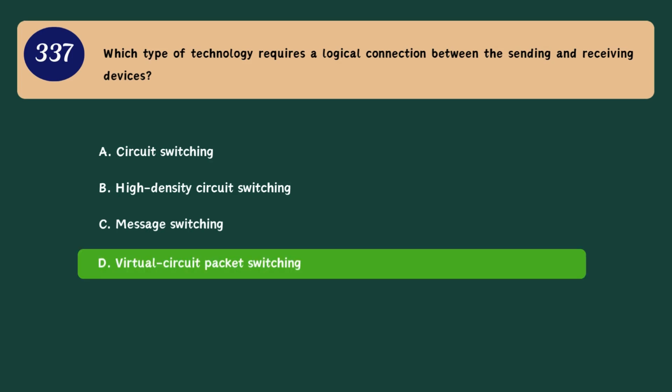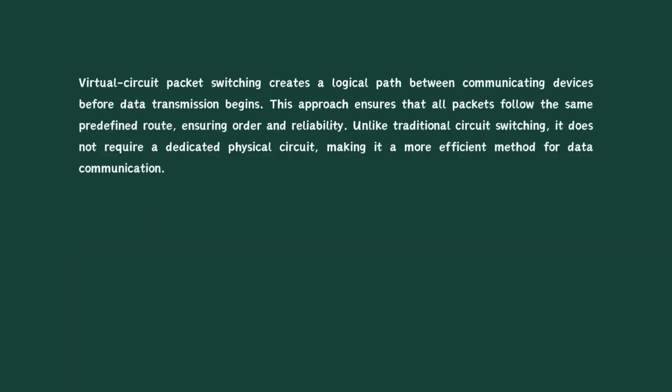Correct answer. D. Virtual circuit packet switching. Virtual circuit packet switching creates a logical path between communicating devices before data transmission begins. This approach ensures that all packets follow the same predefined route, ensuring order and reliability. Unlike traditional circuit switching, it does not require a dedicated physical circuit, making it a more efficient method for data communication.